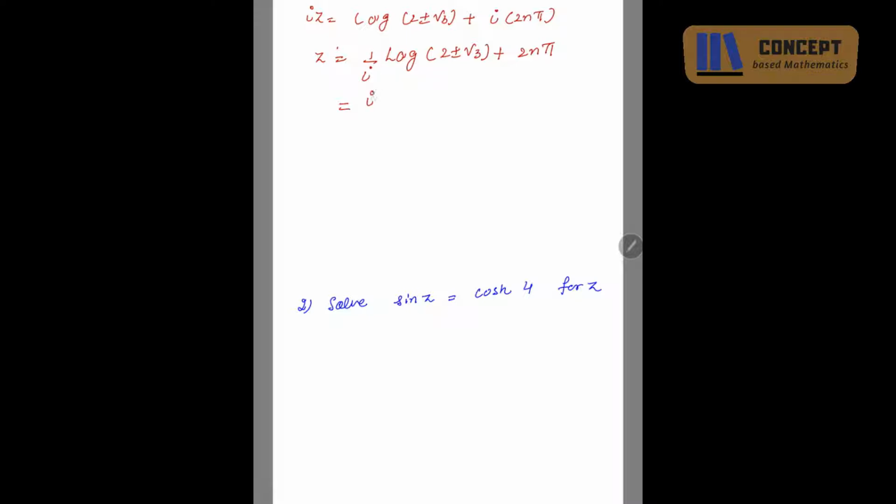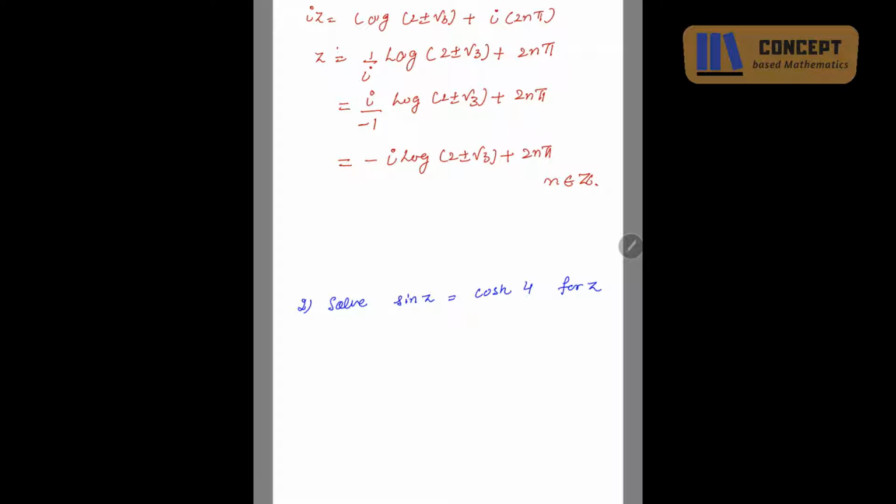So above, the numerator is iota, divided by iota square, that is minus 1. I have multiplied iota in the numerator and the denominator. So this is log of 2 plus minus root 3 plus 2n pi, which is equal to minus iota times log of 2 plus minus root 3 plus 2n pi, where n is your integer.